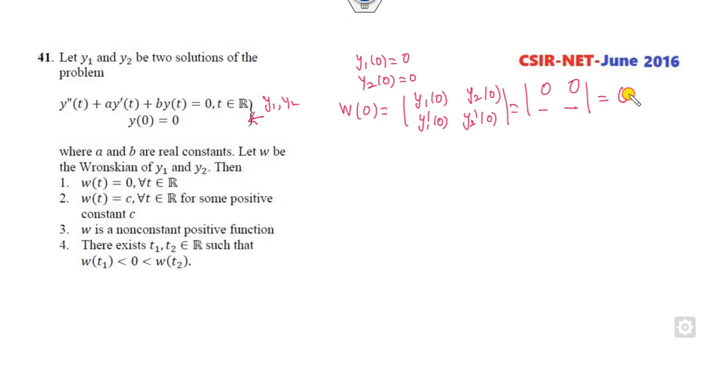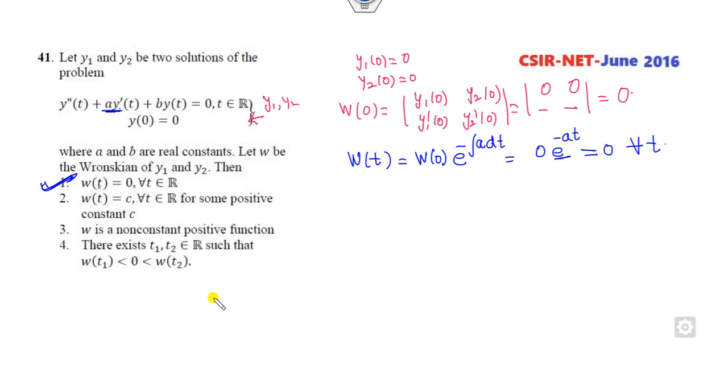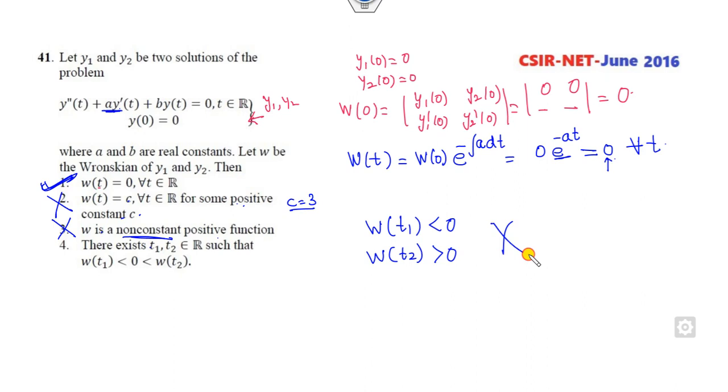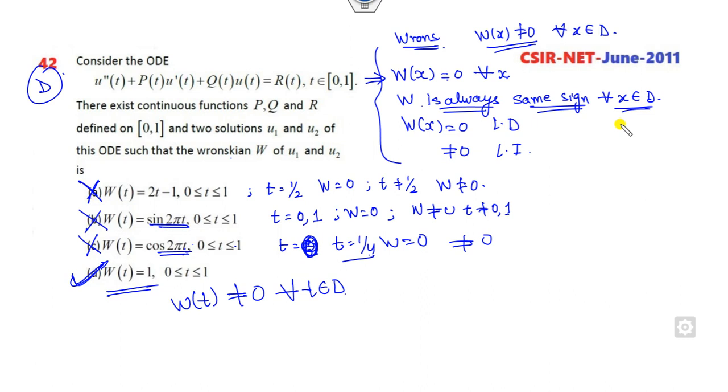So the Wronskian is 0 for all t, but here it is only at the one point. So how can you find the Wronskian at all t? Wronskian of t is Wronskian of 0 times e raised to the power minus integral of the coefficient of y dash, that means a of t dt. Wronskian of 0 is 0, so it is 0 times e to the minus integral of a t. This is never 0. So this is 0 for all t. So this is the right answer. It is a constant, but the constant should be 0. So it is for some constant. If I take c is equal to 3, it is not there. W is a non-constant positive number, but it is a constant positive number. There exist t1 and t2 such that here this is less than 0 and here it is greater than 0. That's the wrong option, because the Wronskian is always of the same sign for all the x in the domain, but it is of the opposite sign. So this is the wrong option. So the right answer is my A is the correct answer.